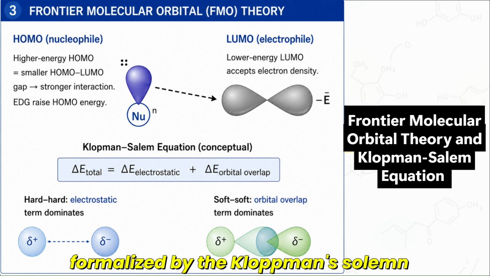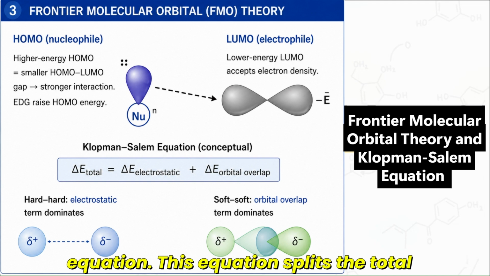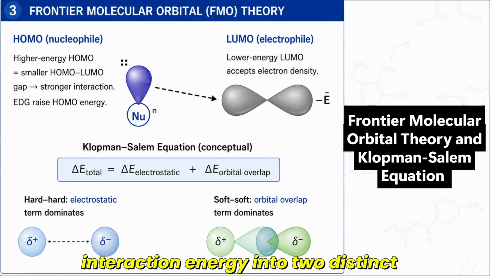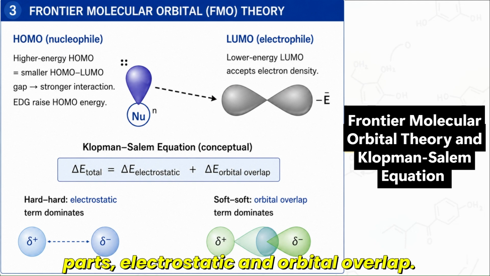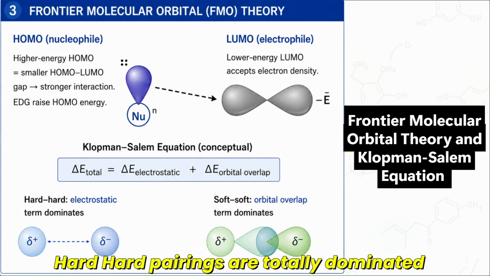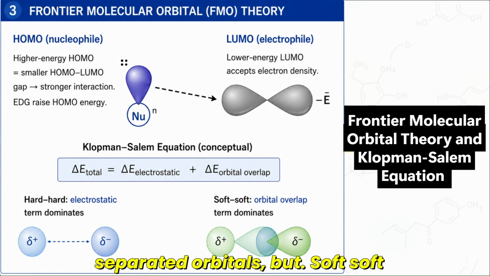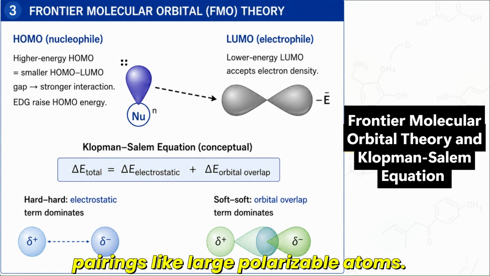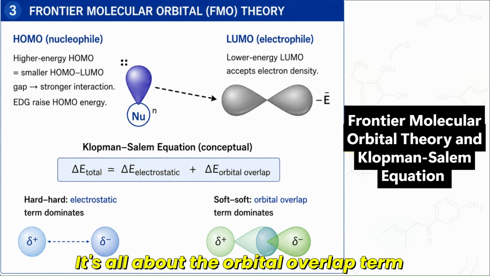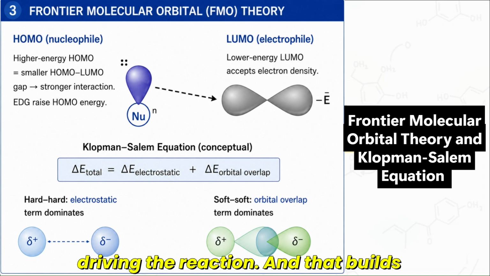This equation splits the total interaction energy into two distinct parts, electrostatic and orbital overlap. Hard-hard pairings are totally dominated by the electrostatic term, think widely separated orbitals. But for soft-soft pairings like large polarizable atoms, it's all about the orbital overlap term driving the reaction.